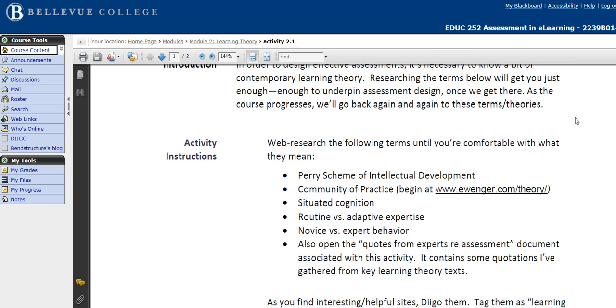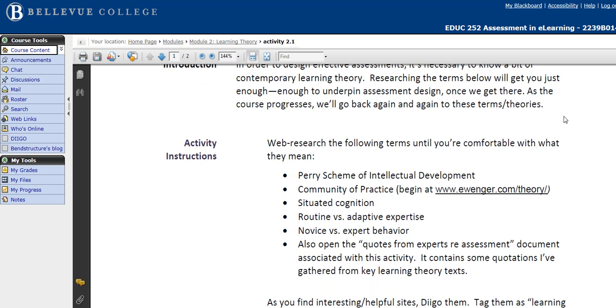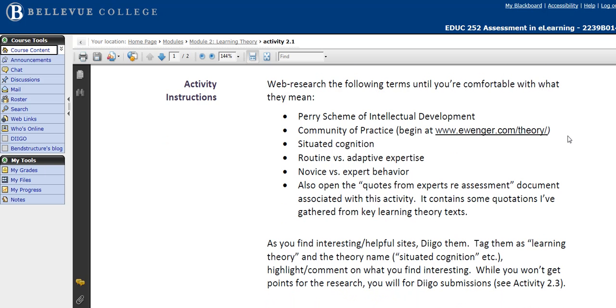I am in my learning management system, called Blackboard, at Bellevue College, and I am in my assessments class, as you can see at the top. Our instructor, Robin, has asked us to look at Perry's schema of intellectual development theory. Also, she's asked us to look at a community of practice, what it is, and if we belong to them, what relevance that has to us.